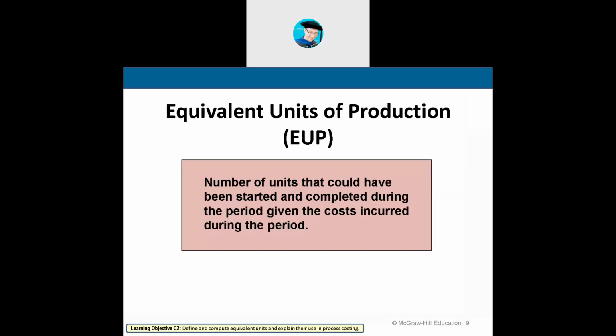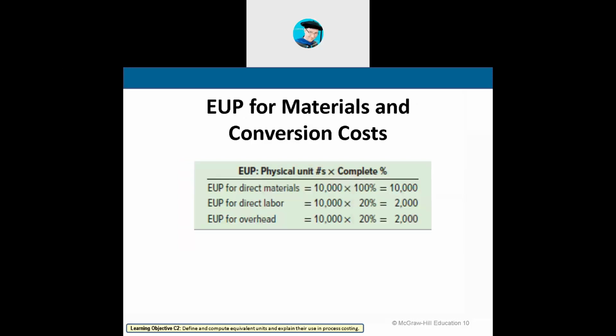So what we mean by equivalent units of production. The key word here is could have been. Could have been. Not necessarily completed, right? In order to account for equivalent units of production, we take the number of physical units and multiply that by the percentage complete.